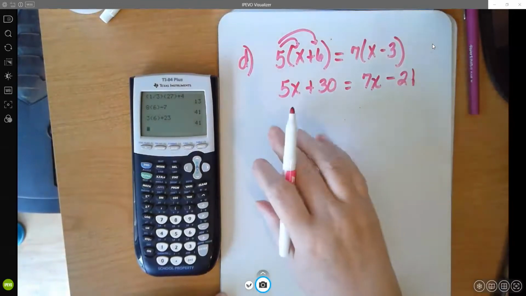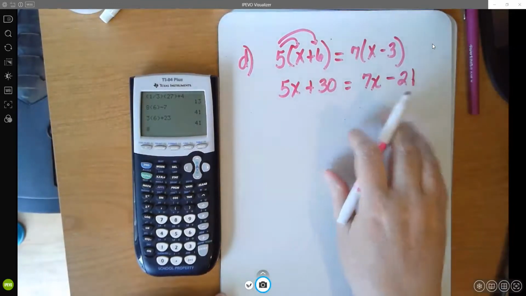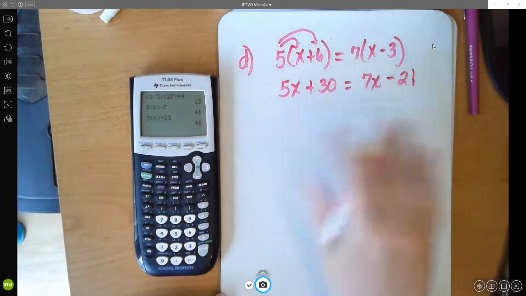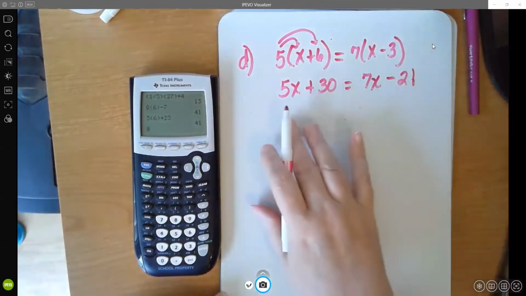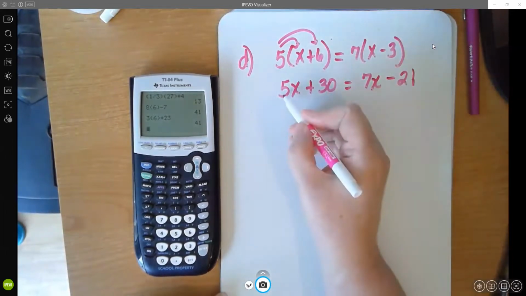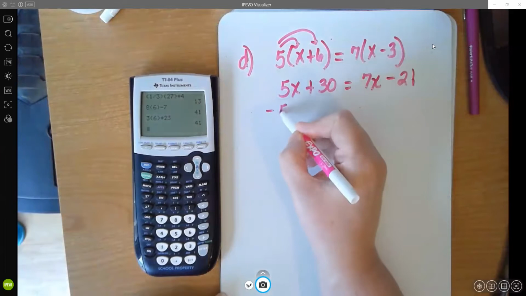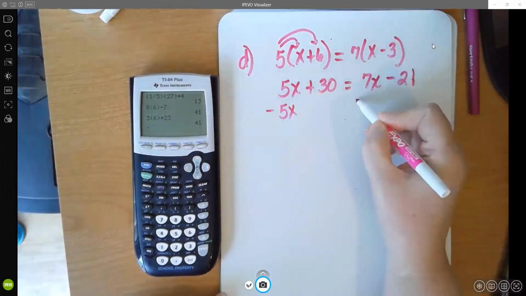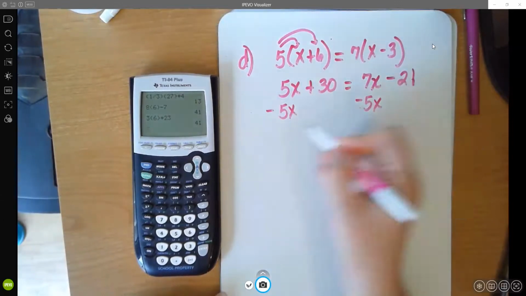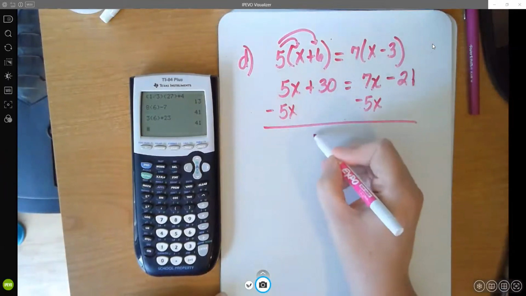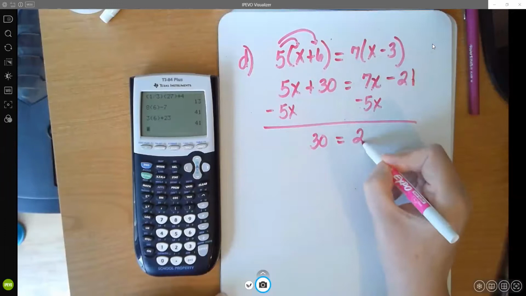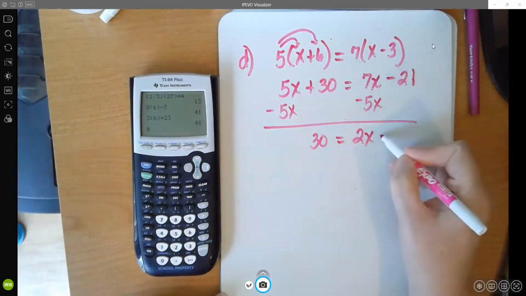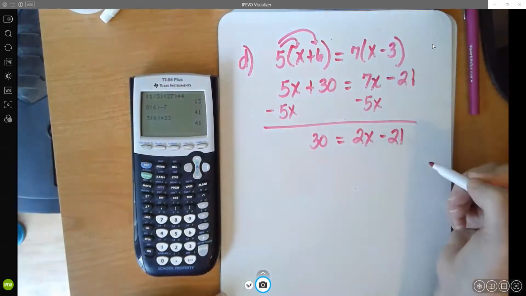Again, I'm going to gather my x's and gather my numbers. I'm going to move the smaller of the x's. In this case, that's the 5. It's smaller than the 7. The opposite of 5x is a negative 5x. So I will subtract 5x from both sides. That brings down the 30. 7 minus 5 is 2x minus 21.